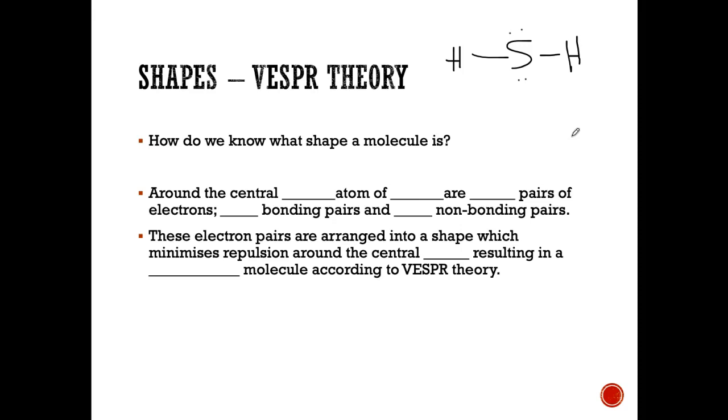Then you say these electrons are arranged into a shape which minimizes repulsion around the central whatever atom, resulting in a whatever shaped molecule according to VSEPR theory. Don't worry if this is all sounding like a different language. You will get the hang of it, I promise. So that's where the shape goes. When we talk about shapes, that's where that shape is going to go. Don't have to copy that down, but do copy down the scaffold.